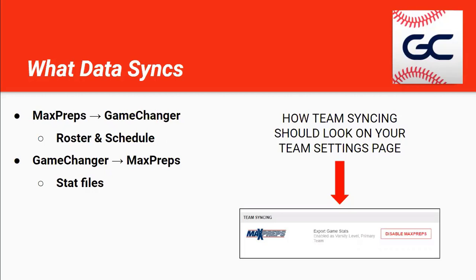So from GameChanger to MaxPreps, the only thing we receive are stat files. So stats sync over, catching stats do not, fielding stats don't if they're exporting and importing manually, and if the games go to 4 innings or less, they won't sync over automatically. But you can still get those stats over, and we'll show you how to do that here in a little bit. But in order to make sure that these syncs are possible, we suggest that your team syncing under the team settings page that I showed you on the previous slide look like the picture that you see on this slide. So you'll want to see enabled at varsity level primary team. If you don't, we'll have you disable that and re-enable it here in a little bit. I'll show you how to do that.